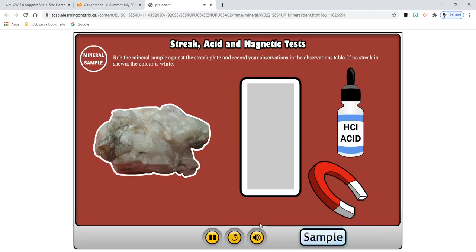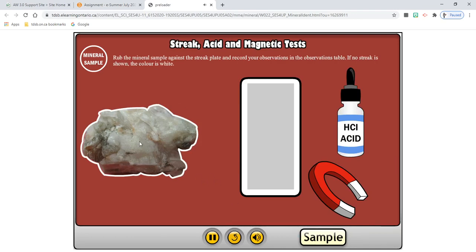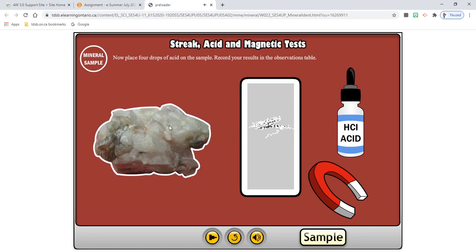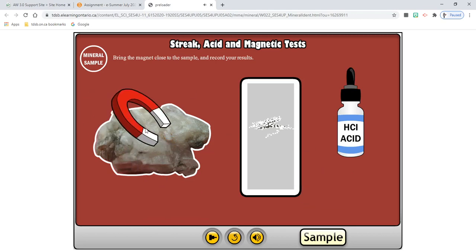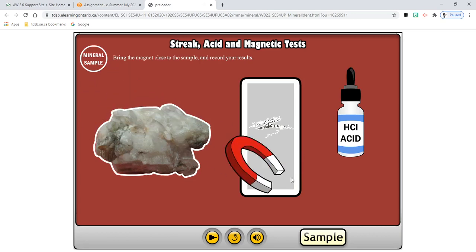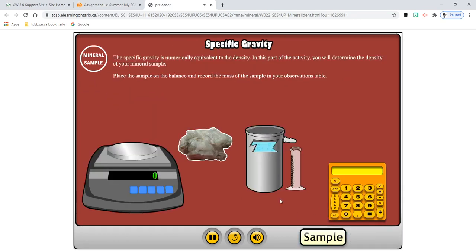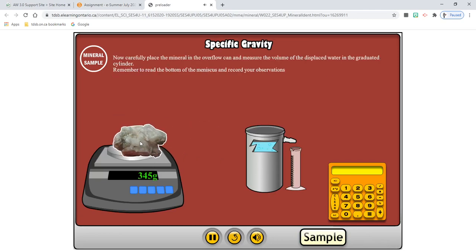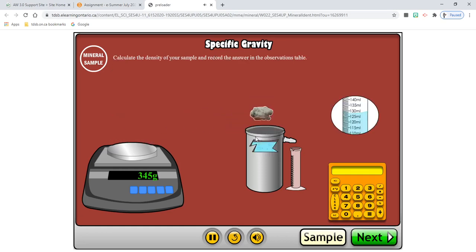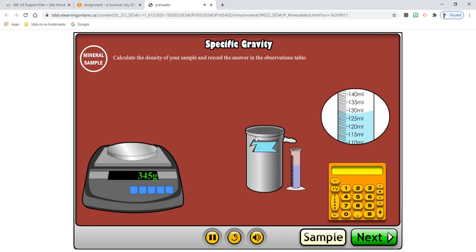Streak, acid, and magnetic tests. Rub the mineral sample against the streak plate and record your results. Now place 4 drops of acid on the sample. Record your results. Bring the magnet close to the sample and record your results. Specific gravity. The specific gravity is numerically equivalent to density. Now carefully place the mineral in the overflow can and measure the volume of the water displaced. Calculate the density of your sample and record it in the observations table.